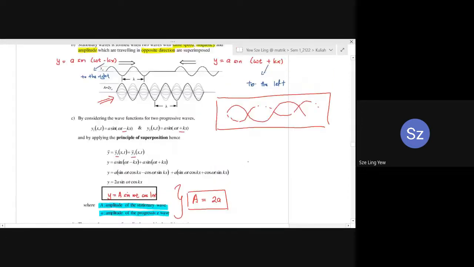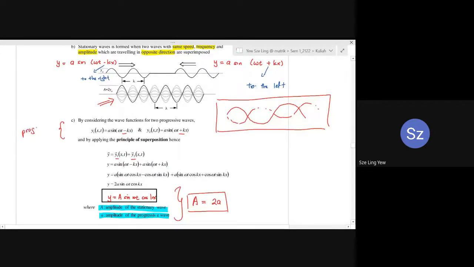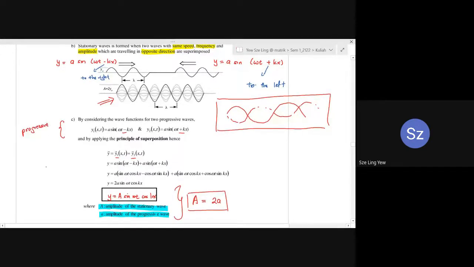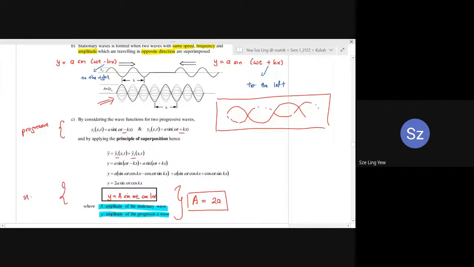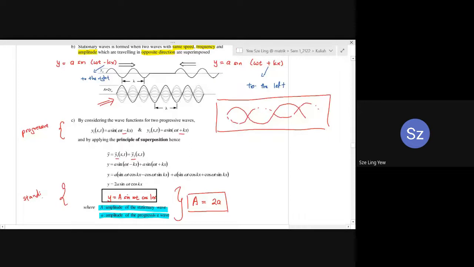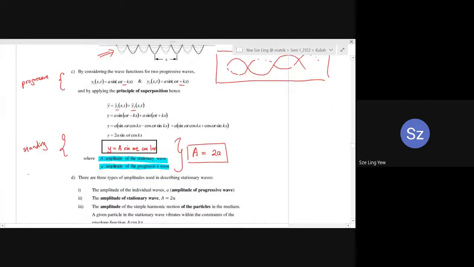So make sure you don't get confused between progressive wave and stationary wave. This is the equation for the progressive wave. Progressive means the wave that is moving. And then this is the one for the standing wave or stationary wave, the wave that looks like it is just standing there without moving. That's why we call it a standing wave. Make sure you know the difference in the equations, because quite often the questions will ask you to transform the equation from one to the other.